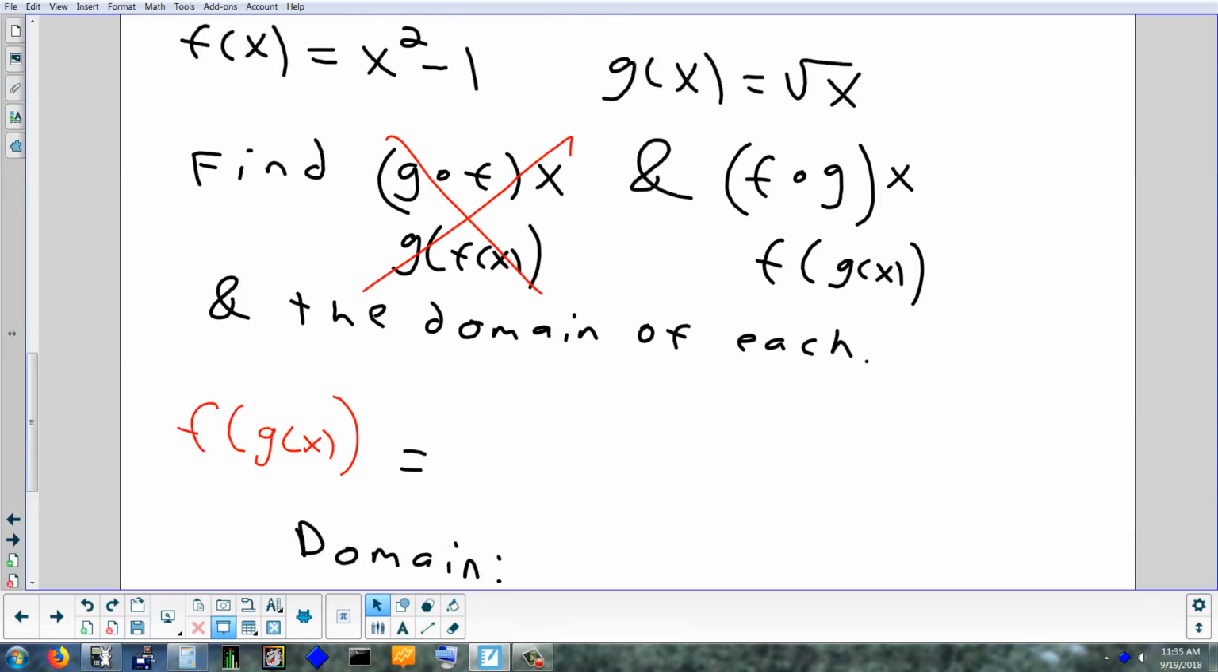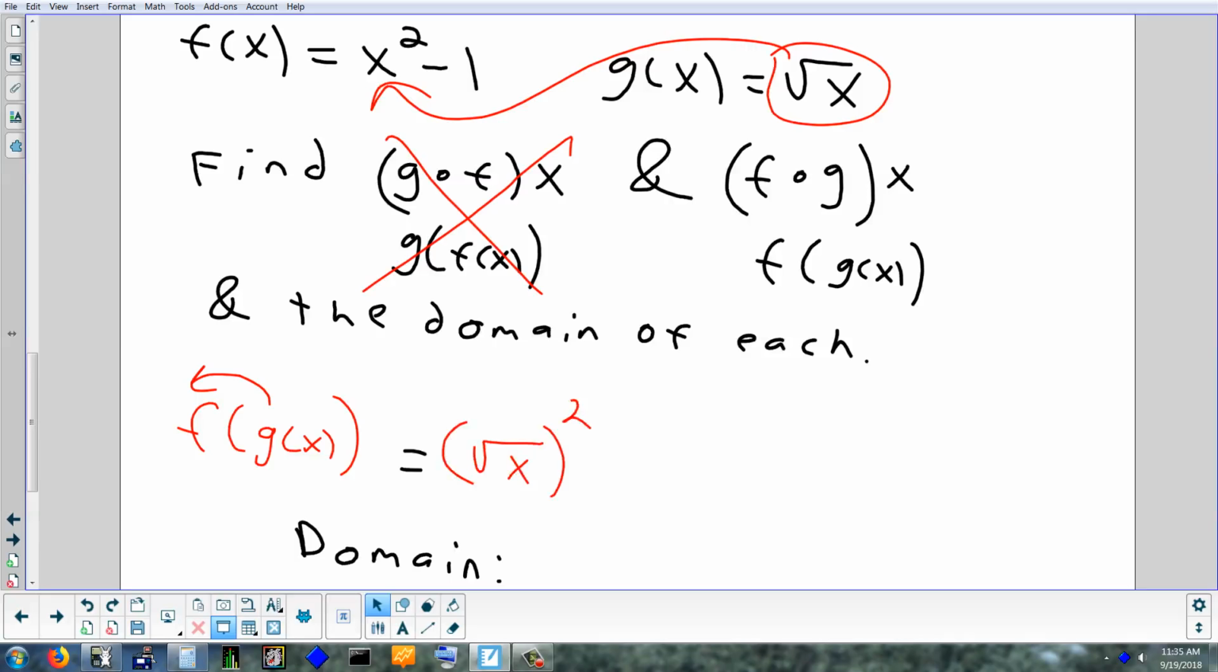Can anyone tell me how I do this? How do I find f of g of x? Yeah. Plug g into f. Perfect. Plug g into f. So I get the square root of x squared minus 1. We kind of did one like this earlier. And that does simplify. What can I simplify there? Yep, go on. The square root of the square. The square becomes x, and there's your answer.